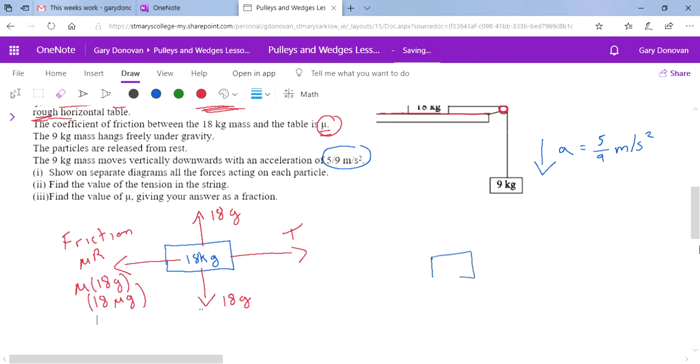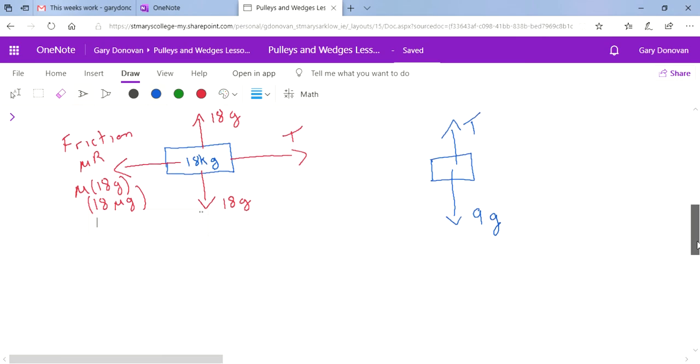The 9 kg mass then is hanging freely, so weight is going to pull it down, which is 9 times g, its mass times gravity, and tension is pulling it back up. Because this isn't in contact with a surface, we have no friction. So that's part 1 done. There are the two force diagrams. Find the tension in the string.